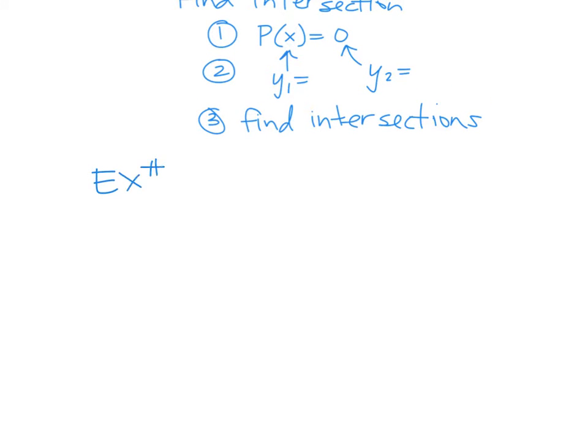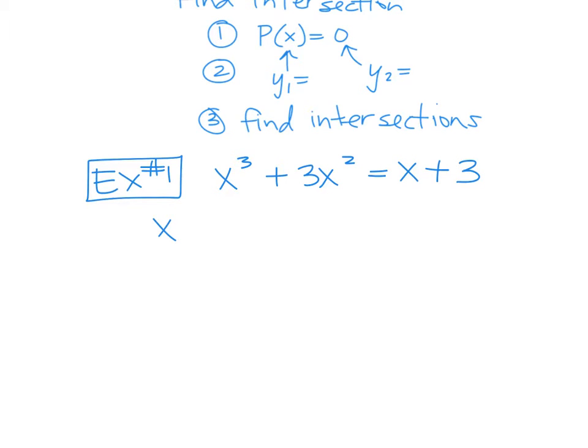Example 1 is this. You have x cubed plus 3x squared equals x plus 3, and we want to solve by graphing this. So the first thing you need to do is what? Before you put it into y equals, set it equal to 0. So it's going to be x cubed plus 3x squared minus x minus 3 equals 0.